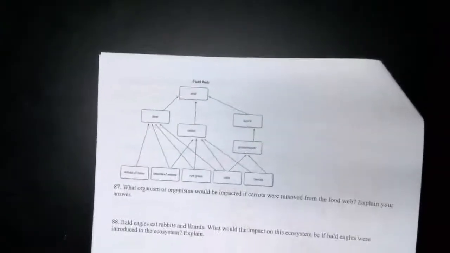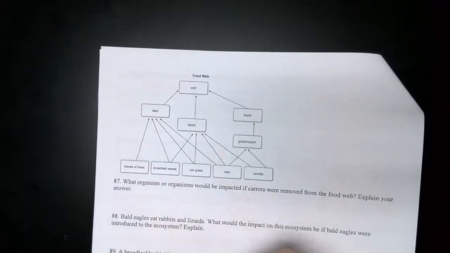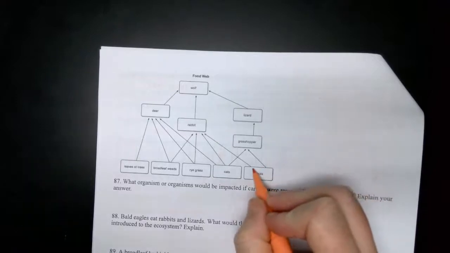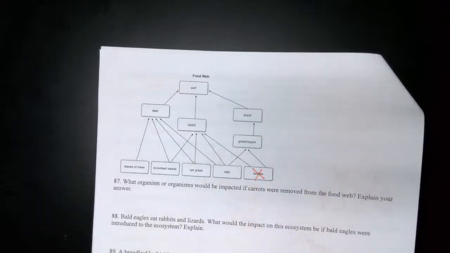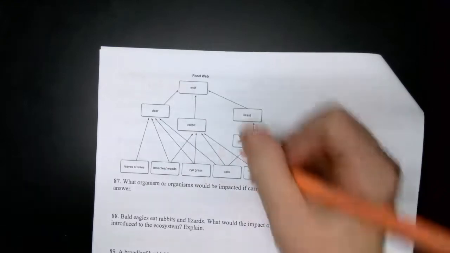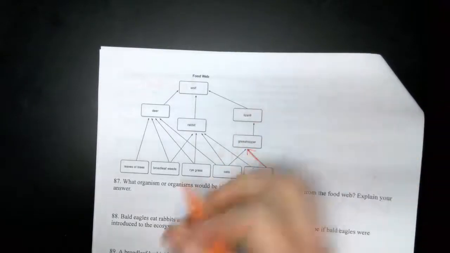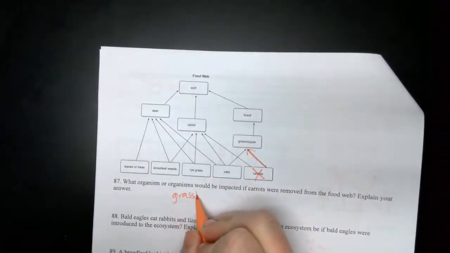Here we have a food web. Notice again that we really want to pay attention to the direction the arrows are going. What organism or organisms would be impacted if carrots were removed from the food web? Explain. So here's my carrots. Let's remove them. Anytime you remove something on a food web, look at the arrows that are directly connected to it. The carrots give energy to the grasshopper, so the grasshopper would be affected.